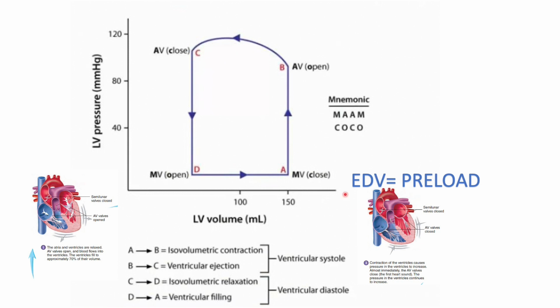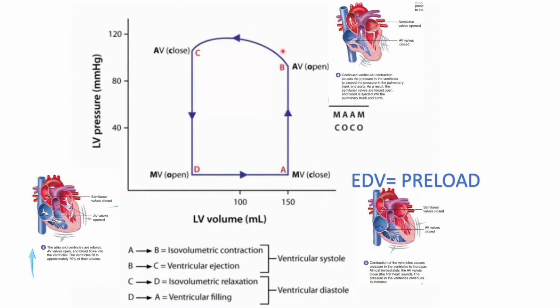In order to open it, we have to increase the pressure by contracting, but at the same time, both valves are closed. When both valves are closed, blood cannot go anywhere, so there is no change in volume. Hence, it's isovolumetric. And because we are contracting to increase the pressure, it's called isovolumetric contraction. This should open the aortic valve, as it has overcome the pressure of the aortic valve.